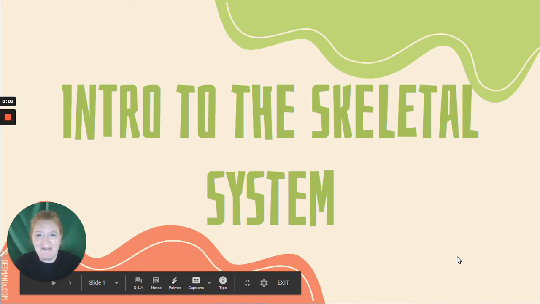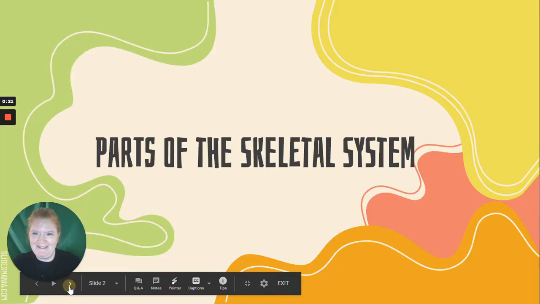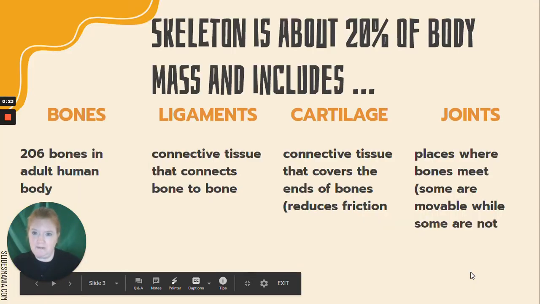Hi there, we're ready for the next lesson in the skeletal system. We started with the names of the bones, remember cranium all the way through the phalanges. And now we're going to talk about some of the main features of the skeletal system as well as the functions. So this is a little bit of an introduction. So let's get to it. The parts of the skeletal system.